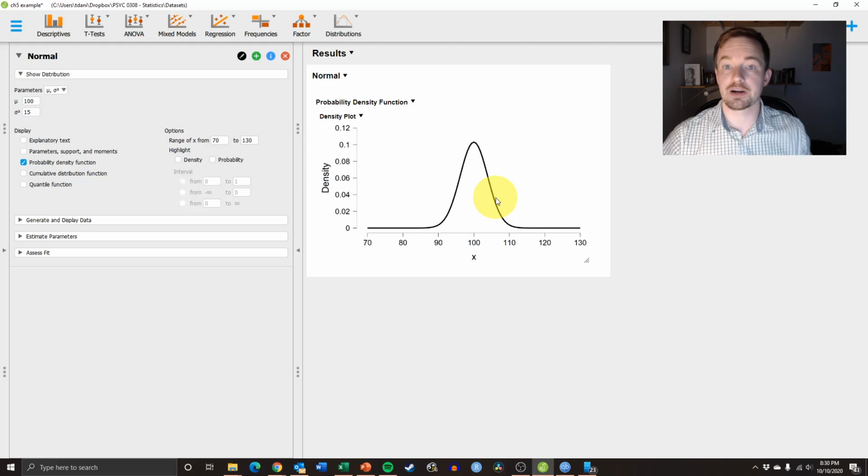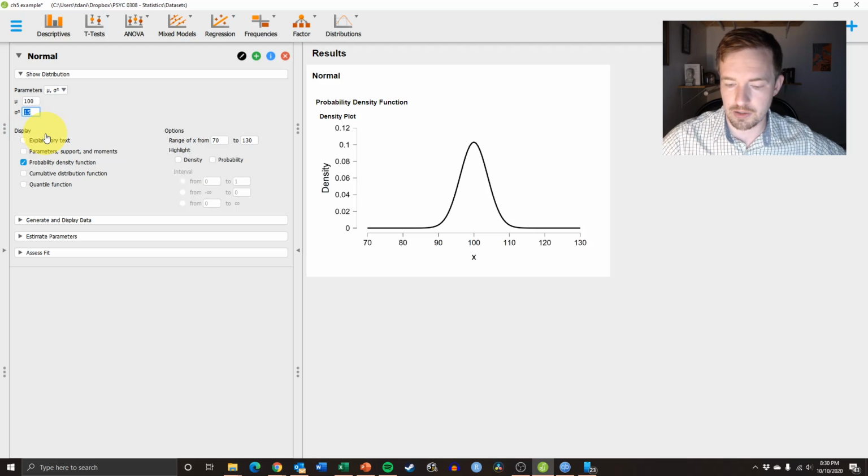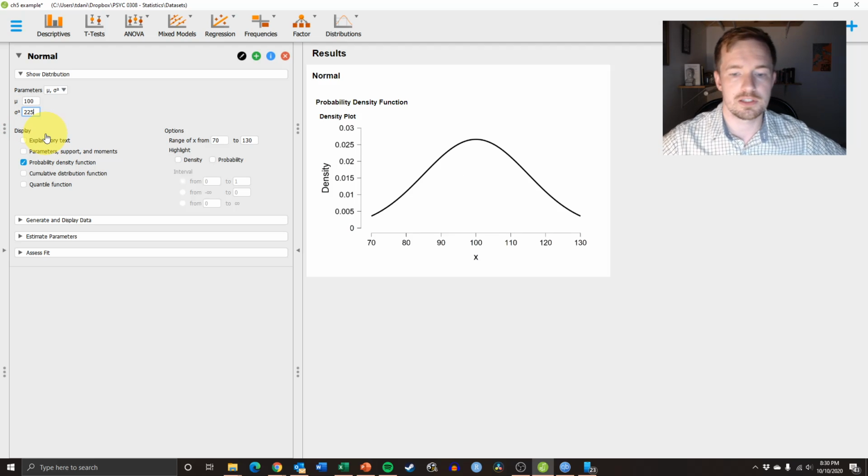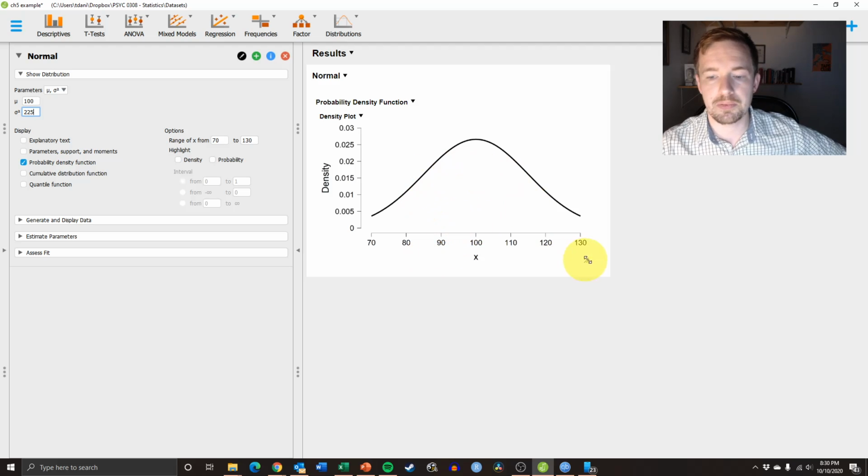Now that I look at it, we don't have enough variance, so I'm going to add in the variance to this. I'm going to try, I don't know, 225. Let's see what that does. That's a little bit broad, but that's cool. So this is kind of what the IQ distribution would look like. The reason why I put in 225 here is because if you take the square root of that, it gives you 15, and that looks more like the IQ distribution in the US, where we have a mean of 100 and standard deviation of 15.